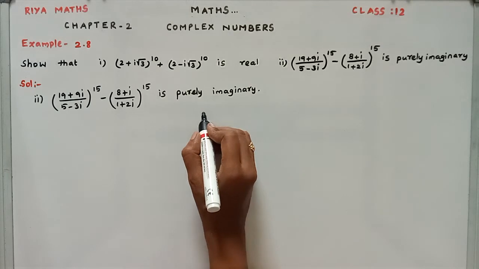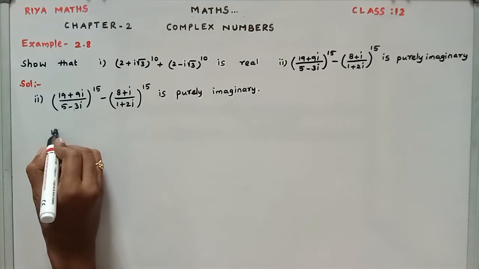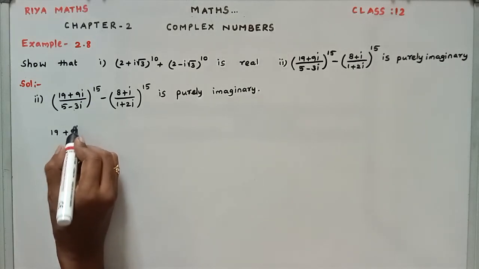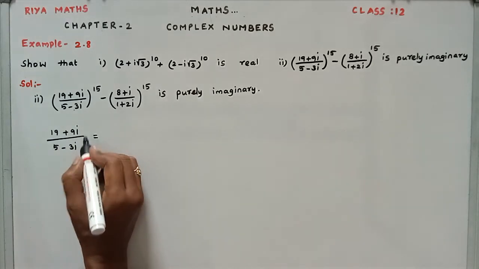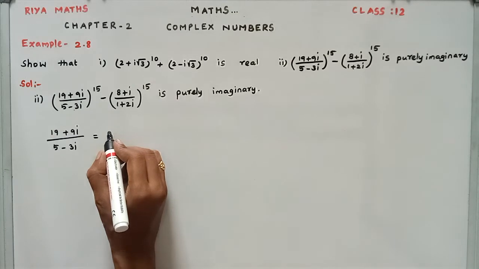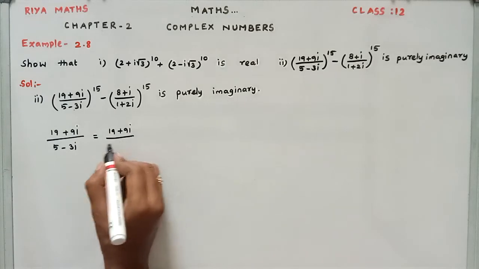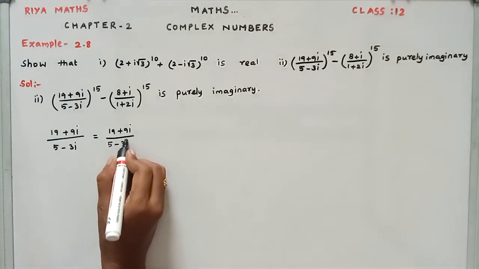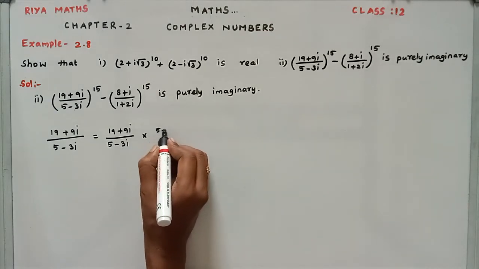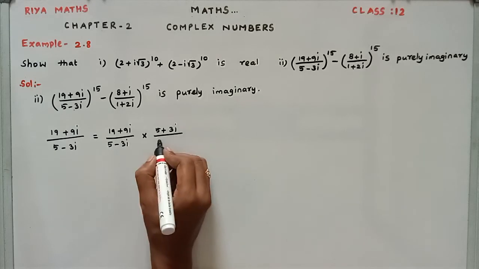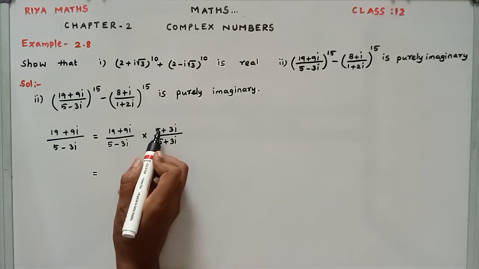Next, second subdivision. First we can solve these bracket terms. The first term is (19 + 9i) by (5 − 3i). This is in numerator by denominator form, so we should bring it to rectangular form. So (19 + 9i) divided by (5 − 3i) into the conjugate of the denominator, (5 + 3i) by (5 + 3i).